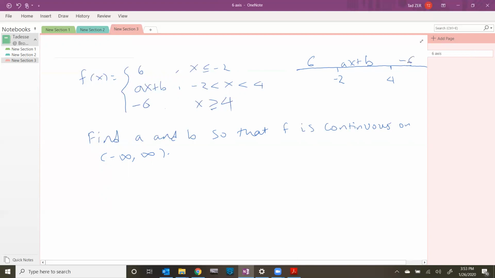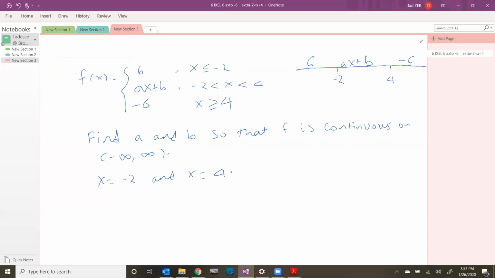Now the question says, what must be the value of a and b so that this function is continuous on the entire real line? It is continuous on -∞ to infinity. So you are given that this piecewise function is continuous everywhere. Continuous everywhere means what? It is continuous at any number. In particular, we are going to pick x equal to -2 and x equal to 4. If it is continuous everywhere, it should be continuous at -2 and 4.